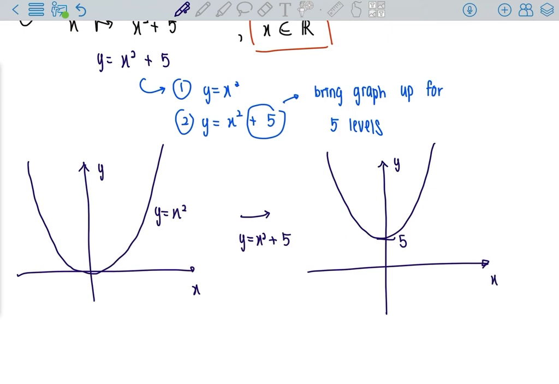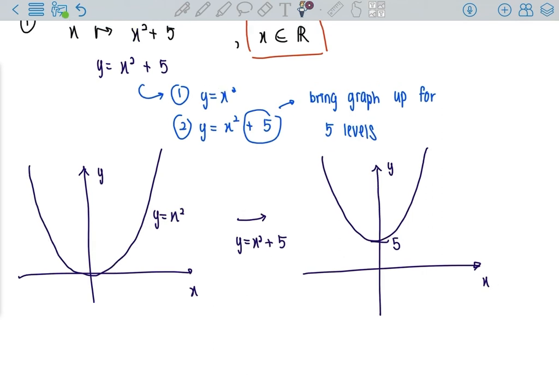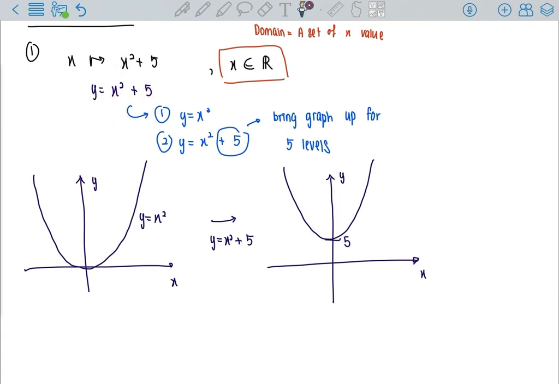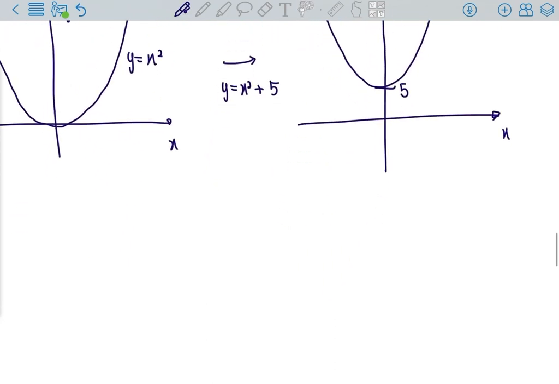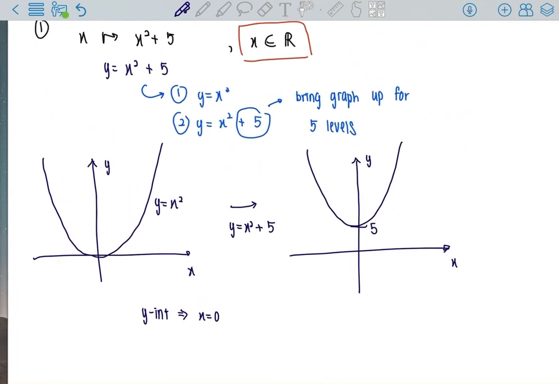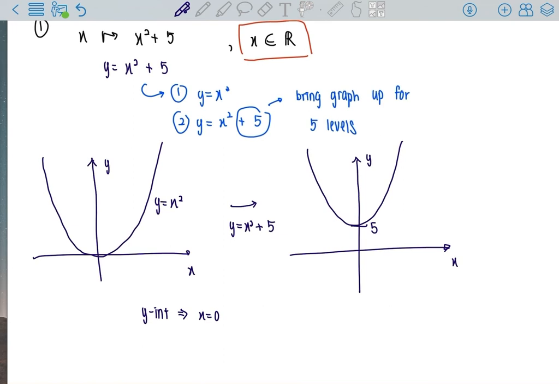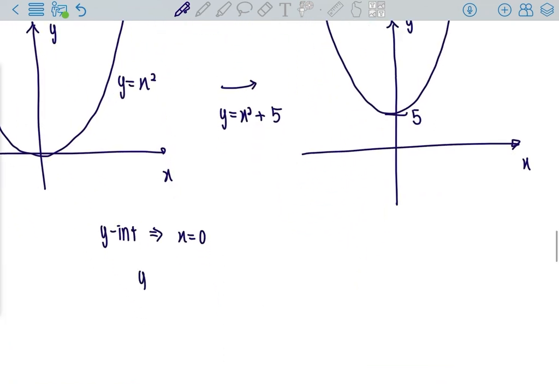If you do not prefer to use this method where we break the graph down into a few steps and sketch each of the steps, you can just find the x and y intercepts. You can find the y-intercept by substituting x equals 0. When you are looking for the y-intercept, it's always the same. You substitute x equals 0. So y equals 0 squared plus 5, so we have y equals 5.